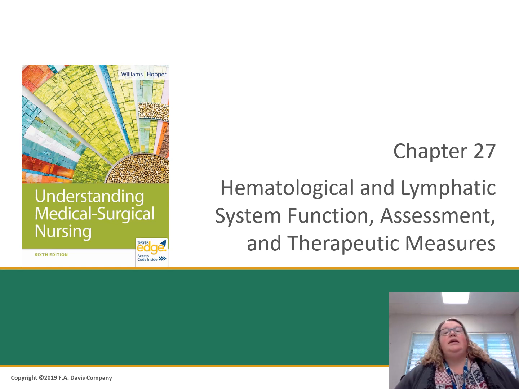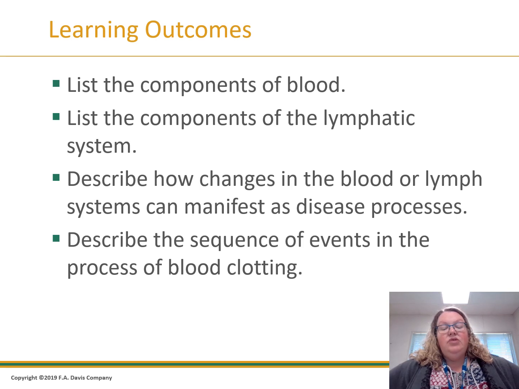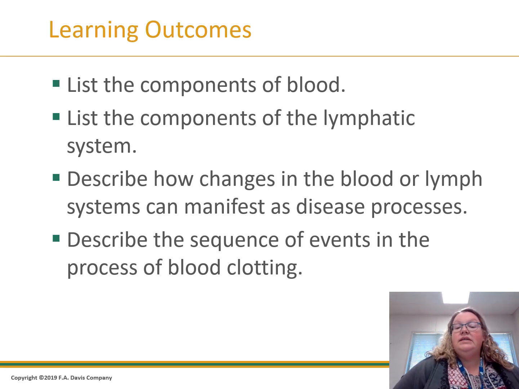Chapter 27, Hematological and Lymphatic System Function, Assessment, and Therapeutic Measures. All right, for our learning outcomes: list the components of blood, list the components of the lymphatic system, describe how changes in the blood or lymph systems can manifest as disease processes, describe the sequence of events in the process of blood clotting.